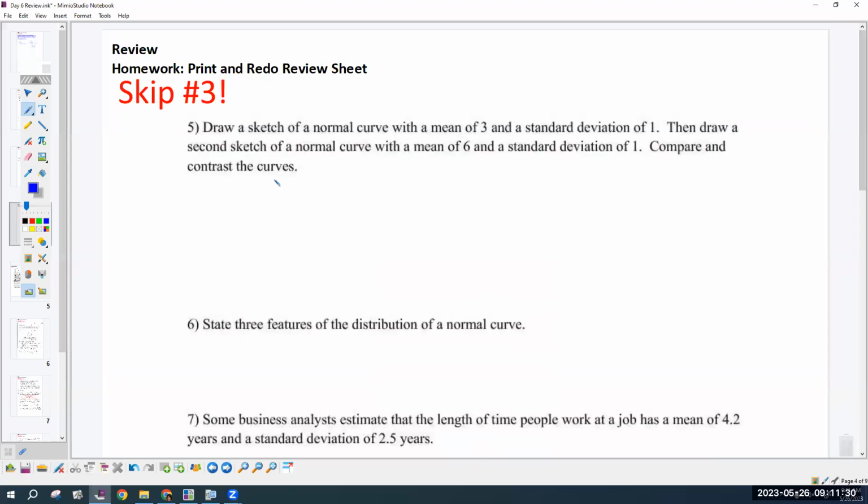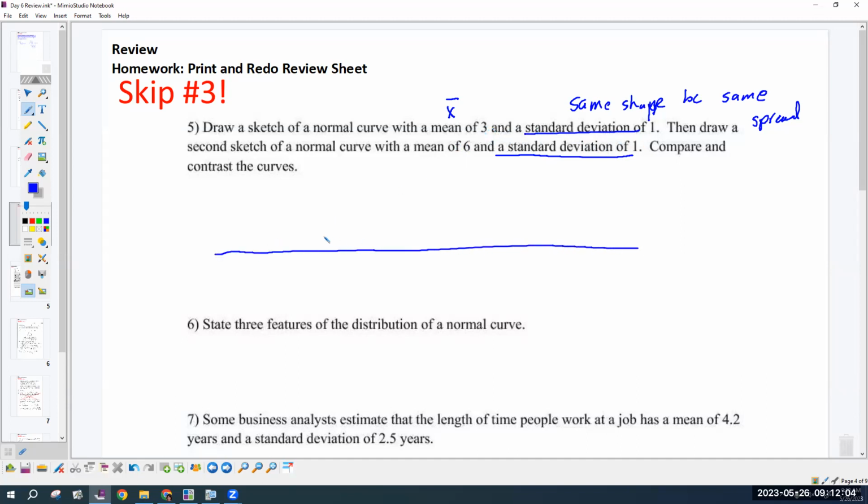Okay. Draw a sketch of a normal curve with an average of 3 and a standard deviation of 1. Now we're going to have the same standard deviation, but a different mean. Because of this, I know I'm going to have the same shape because we have the same spread. Standard deviation is a measure of spread. How much does the data deviate from the average? Well, they deviate the same amount. The difference is here we've got a mean of 3 versus a mean of 6.